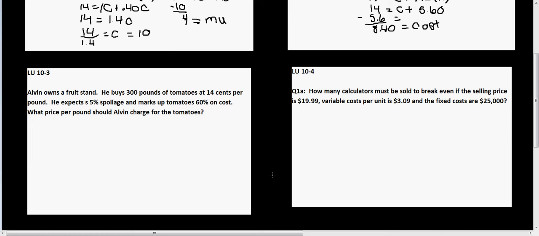We have a fellow here named Alvin, and he has a fruit stand, and he typically buys 300 pounds of tomatoes at 14 cents a pound. So let's figure out what our total cost is going to be. Total cost is going to be 300 pounds times 0.14, 14 cents per pound. And that gives me a total cost of $42.